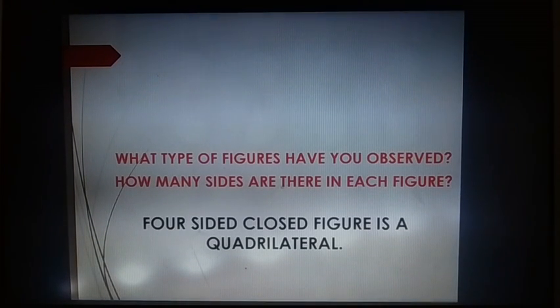Yes, what type of figures have you observed? How many sides are there in each figure? Yes, we have seen that 4 sides are there in the figures which was shown in the last video. Now a 4-sided closed figure is a quadrilateral.